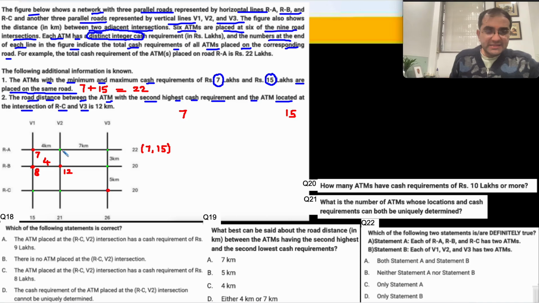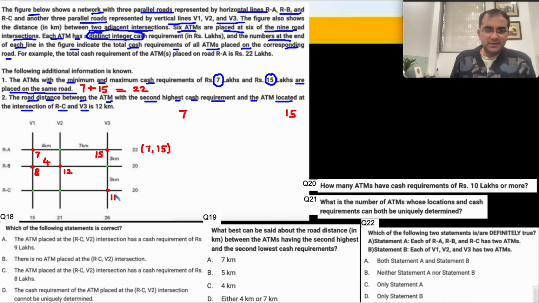ठीक है, and then 7 के साथ 15 कहाँ आएगा? I can't put a 15 over here because 15 plus 12 27 हो जाएगा. Therefore the only spot remaining for 15 becomes this spot. ठीक है, so now I have 15 plus 7 22 is done. 12 plus 8 20 is done. यहाँ पे 26 है. 15 plus 11 will be 26.